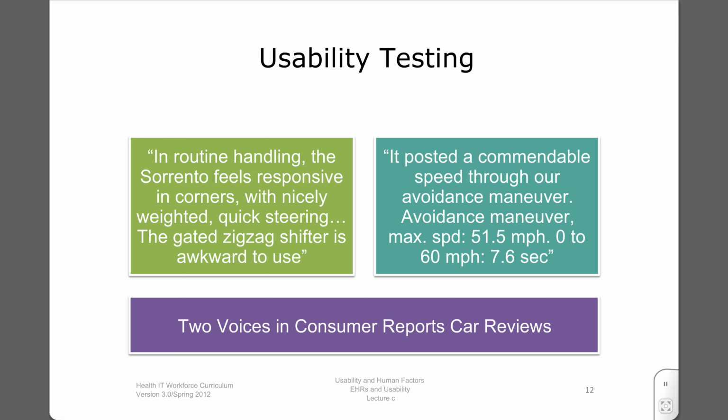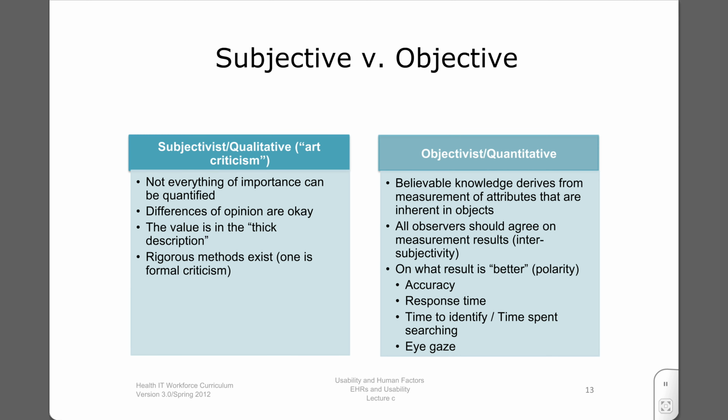These quotes from Consumer Reports car reviews show 2 different flavors of review. One is subjective and describes the qualitative experience of a trained driver. The other is objective and mentions statistics and exact measurements. Usability testing can involve 2 approaches, subjective and objective. An example of the first is expert criticism, art criticism, such as the quote from a car review on the previous slide. The second approach is objective or quantitative, such as the second quote which states specific measurements. Both are valuable in obtaining a complete picture of a system and its value.